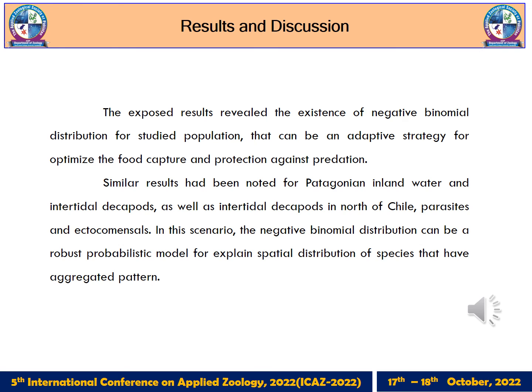In the discussion, the exposed results revealed the existence of a negative binomial distribution for the studied population, which can be an adaptive strategy for optimizing food capture and protection against predation. Similar results have been noted for Patagonian inland water and intertidal decapods, as well as intertidal decapods in northern Chile, parasites and ectocommensals. In this scenario, the negative binomial distribution can be a robust probabilistic model for explaining the spatial distribution of species that have aggregated patterns.